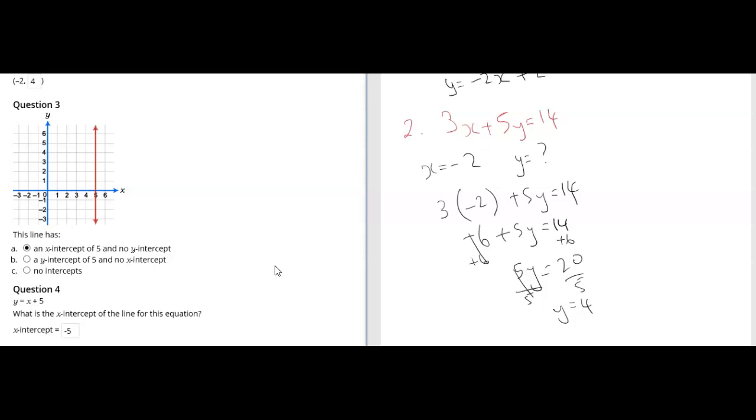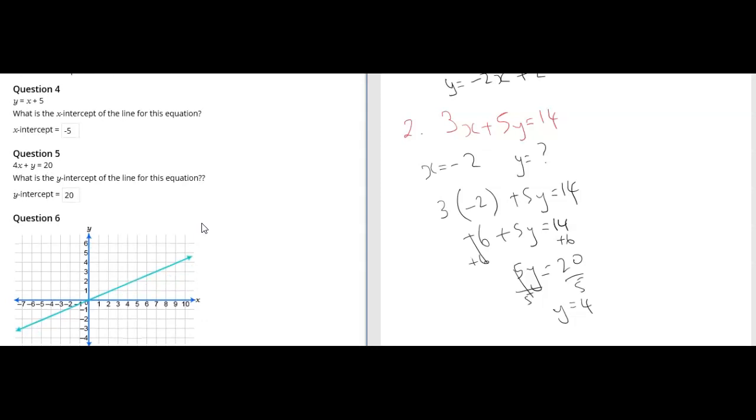This line is a vertical line going through the x-axis. All vertical lines only cross the x-axis unless they're lying on top of the y-axis. So this one here has an x-intercept, no y-intercept, and it's going through the point 5. It has no y-intercept, so it's only going to cross the x-axis.